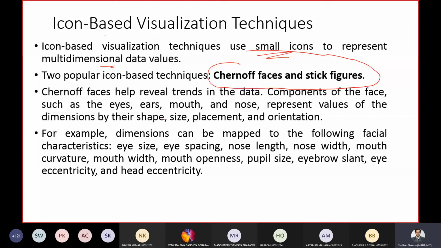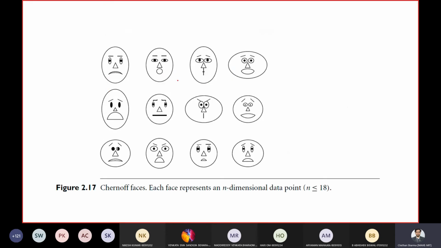The Chernoff face, you can use for visualizing multi-dimensional data up to 18 variables. If the data set contains up to 18 variables, you can make use of the Chernoff face to view this data as a cartoon face. You can see this. Each of these is a Chernoff face, and each face represents an n-dimensional data point. As I told you, up to 18 variables, this works okay.